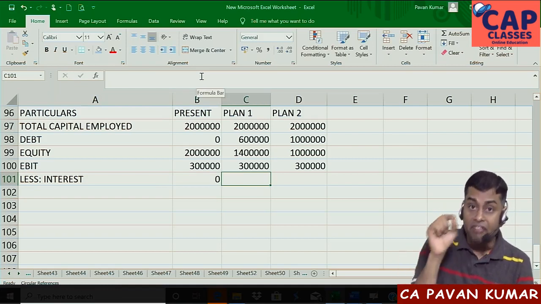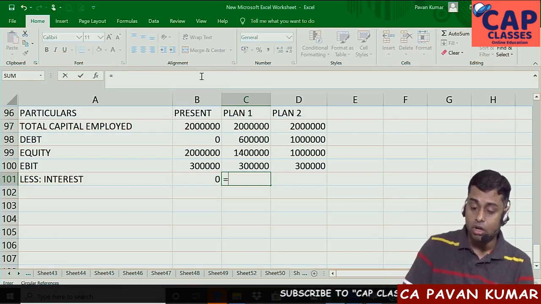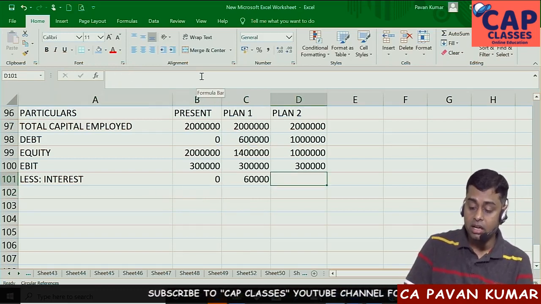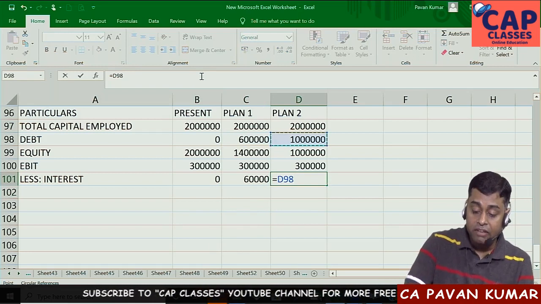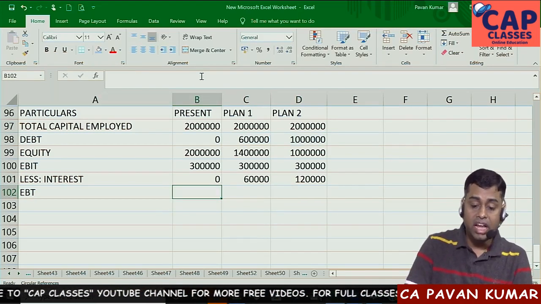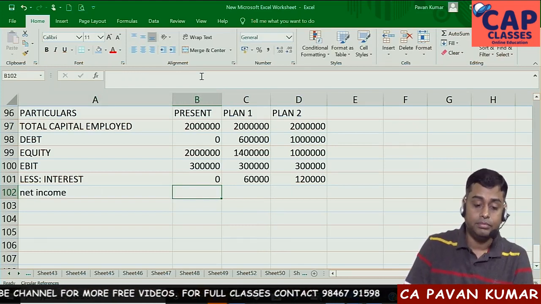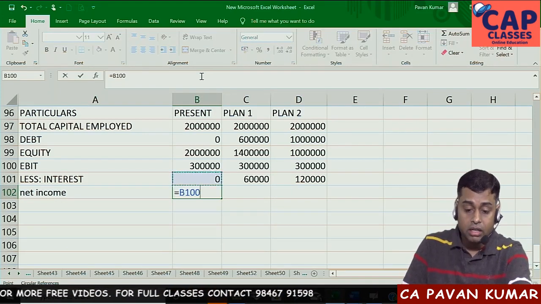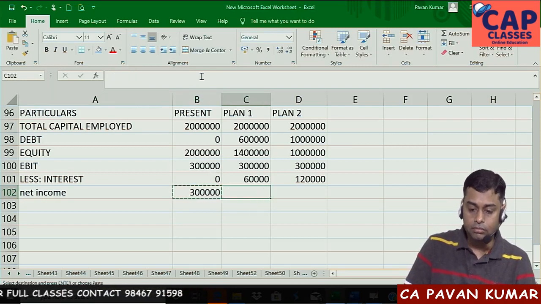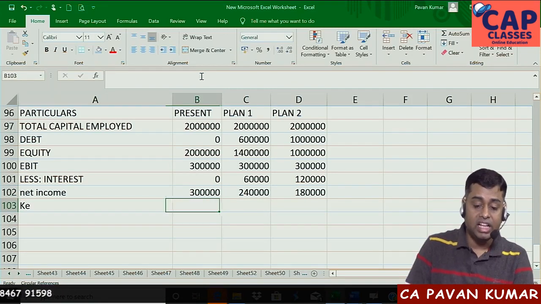So in plan 1, 10% is the interest cost. Plan 2, 12% is the interest cost. So take debt into 10%. Here take debt into 12%. So this is our interest cost. Okay, so EBT, EBIT minus interest is EBT, or you can write this is net income. Okay, so it will be EBIT minus this. Okay, this is net income.